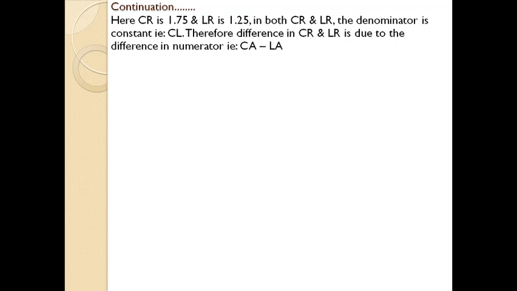In both equations, that is in the current ratio as well as the liquid ratio, the denominator is constant or the same, that is current liability. The only difference in both equations is in the numerator part, that is current assets and liquid assets. So on the basis of that, let's assume that current ratio minus liquid ratio gives current assets minus liquid assets divided by current liability.